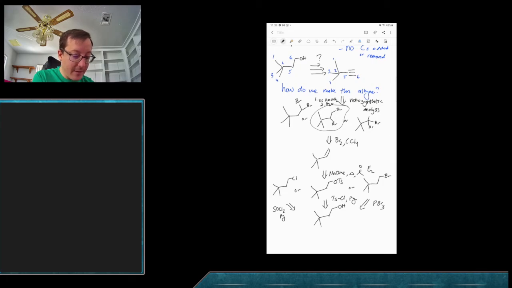And we know how to make that alcohol into a leaving group by 3 different ways now. Tosylate, brominate, or chlorinate. Any of those will work as elimination substrates.